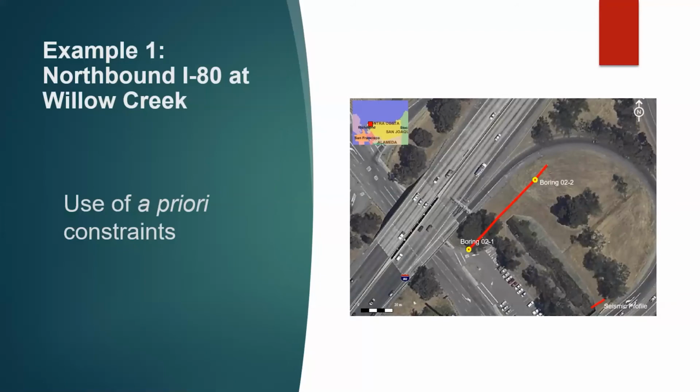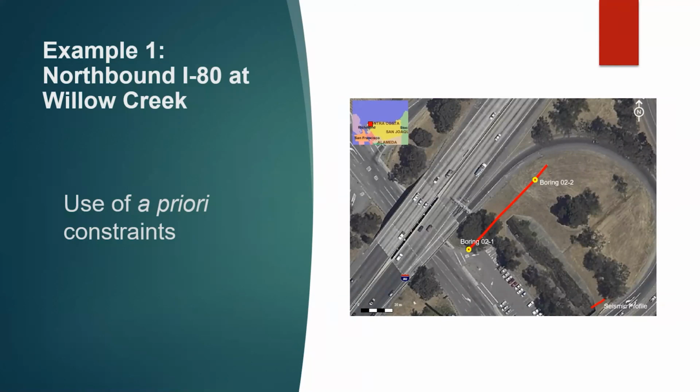So I'll talk about our first example. There are two types of constraints that I'll talk about in these examples. The first is going to be some a priori constraints, or basically applying some geologic information that you already know about to constrain your model. This example was a seismic refraction survey at Willow Creek and Interstate 80.